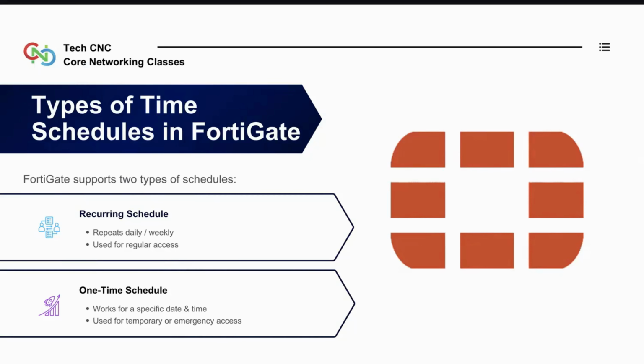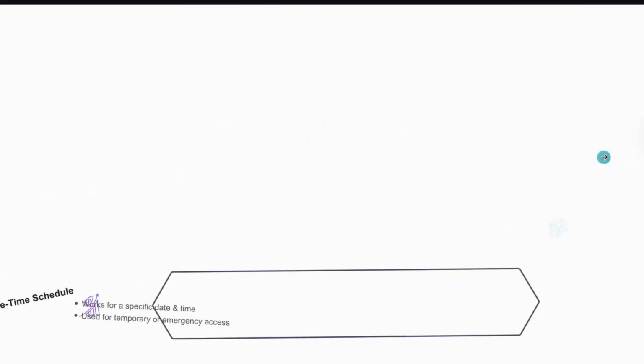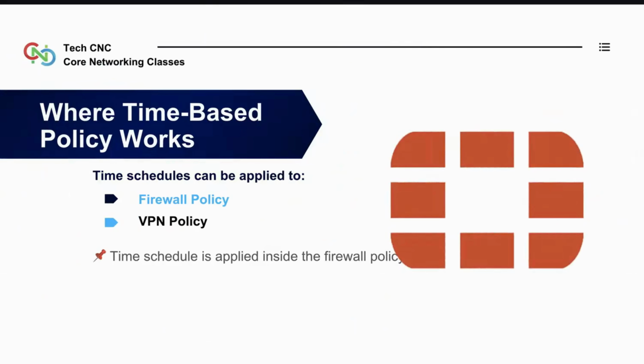But let's say I want to do some troubleshooting for a specific time, or one of the vendors will onboard some traffic, or they will check some traffic. So I can set a one-time schedule. It means for the specific time that policy will be allowed, and then it will expire. And once it is expired, we can't use it again. So these two types of schedules we have. We can apply this time-based policy to the firewall policy and to the VPN policies.